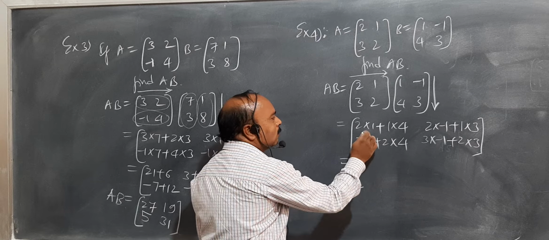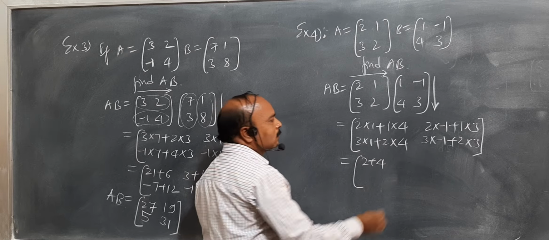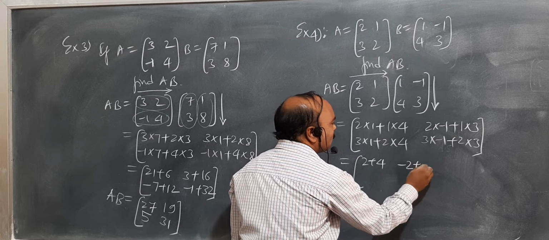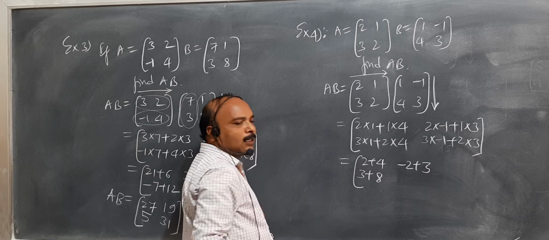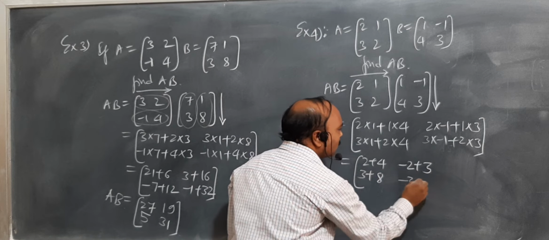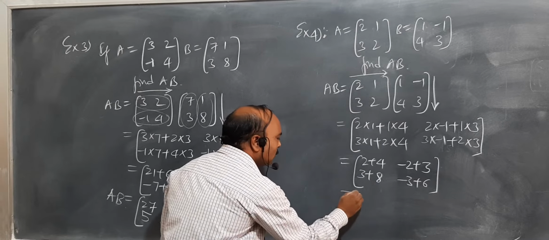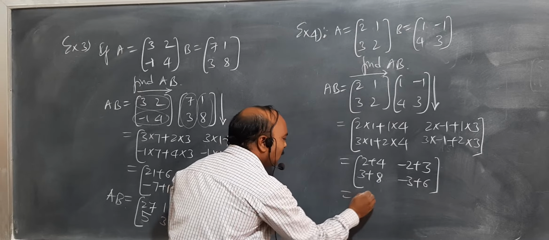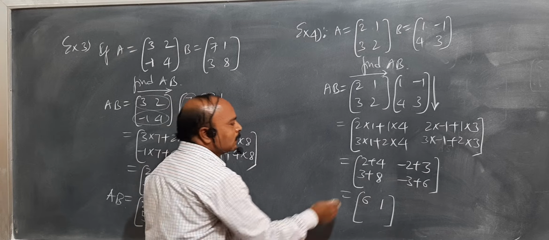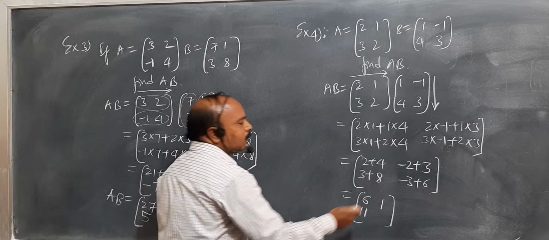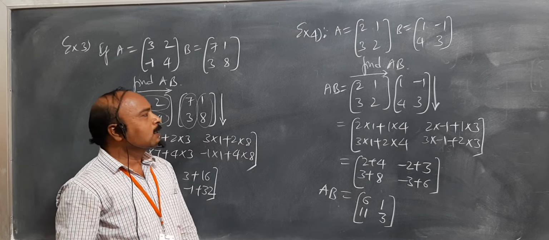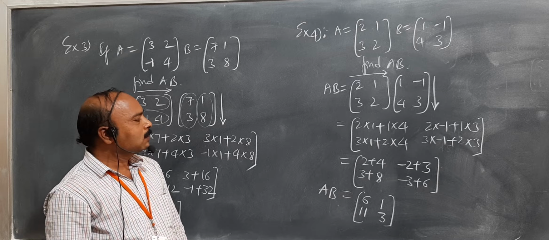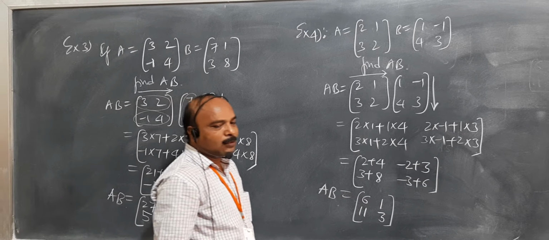So you get 2 1s are 2 plus 4. 2 into minus 1 is minus 2 plus 3. 3 into 1 is 3 plus 8. 3 into minus 1 is minus 3 plus 6. Then you get 2 plus 4 is 6. Minus 2 plus 3 is 1. 3 plus 8 is 11. Minus 3 plus 6 is 3. It is the matrix AB. Like this you find the A into B matrix by using the rule of multiplication.